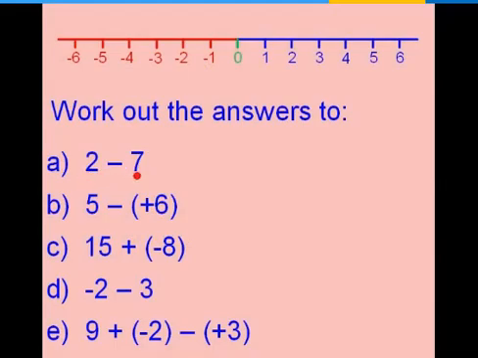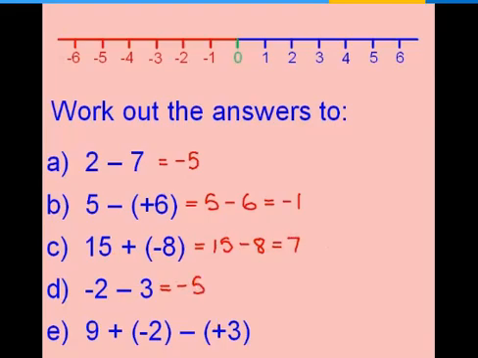In this first question, there's nothing to rewrite, so I just do 2 take away 7 and I get -5. This question can be rewritten as 5 minus 6, so the answer is -1. This one can also be rewritten as 15 minus 8, so the answer is 7. This one doesn't need rewriting, the answer is -5. And on this one, I'm going to write 9 minus 2 minus 3, so the answer is 4.